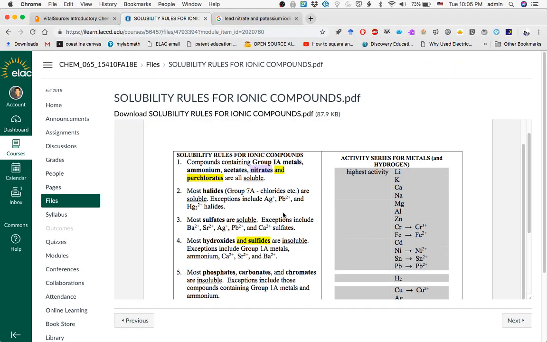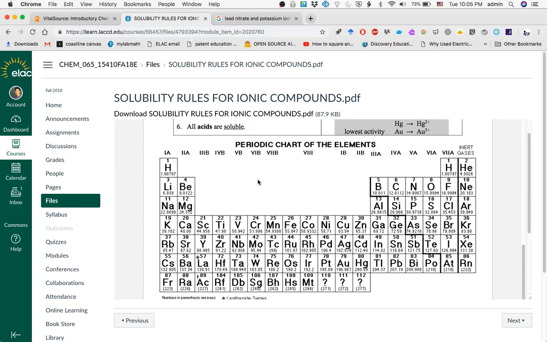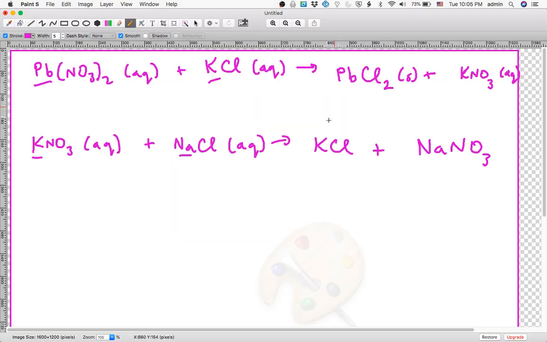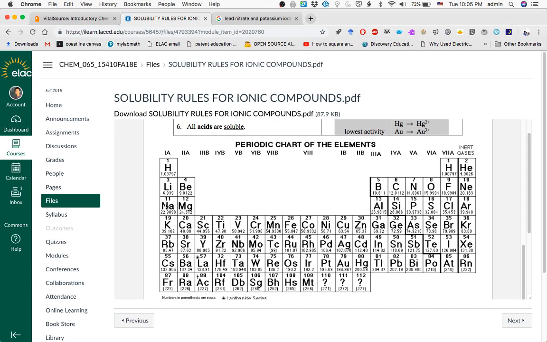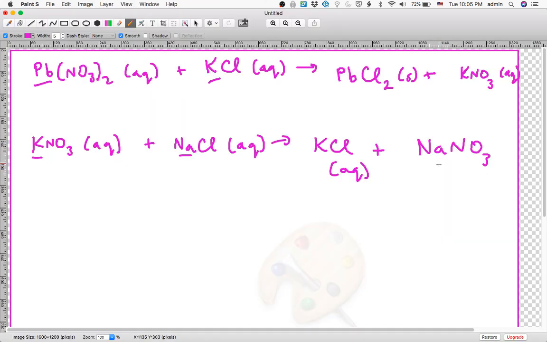See, one of the products was KCl. Let's see. Compounds containing group 1A metals are all soluble. Oh, well, K is a group 1A metal, so that's soluble. That means this is aq, dissolved in water. This is another group 1A metal, sodium. There it is, group 1A. So that one is also soluble, aq. All I needed was rule number 1.